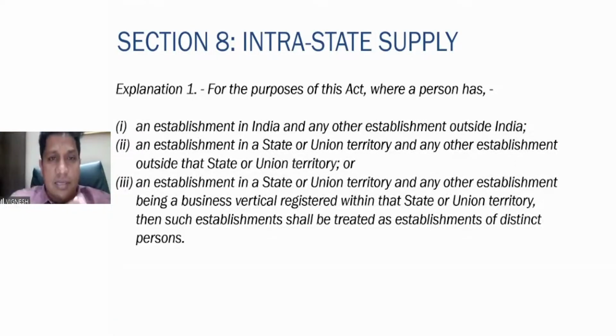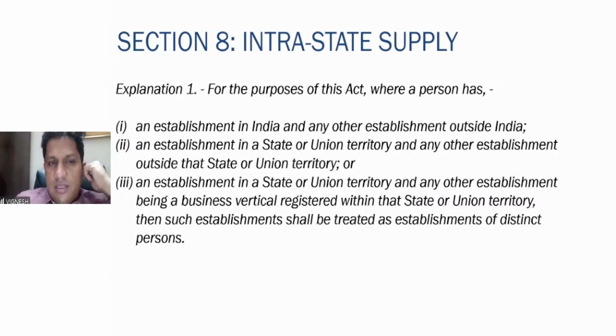So where a person has an establishment in India and another establishment outside India, or an establishment in a state or union territory and another outside that state, or an establishment in a state or union territory and another establishment being a business vertical, that means in the same state also you can have two different GST registrations for different business verticals. Two types of business are there, and they have two GST registrations within the same state. Both shall be taken as establishments of distinct persons.